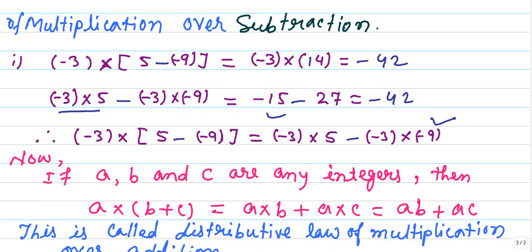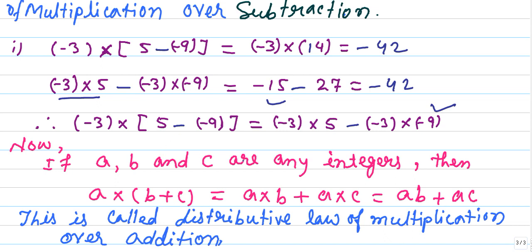Now in the statement, what can we write for that? If a, b and c are any integers, then a into b plus c, no, minus, we are doing subtraction, no, so we will put minus here, right? So it equals a into b. Here also we will change the plus sign into a minus sign, so ab minus ac, right? And what can we say for that? This is called the distributive law of multiplication over subtraction.